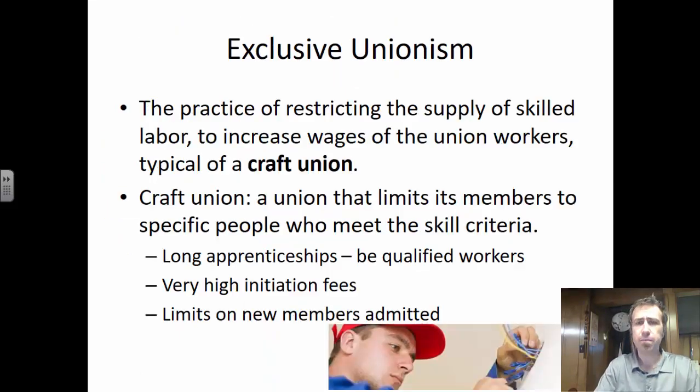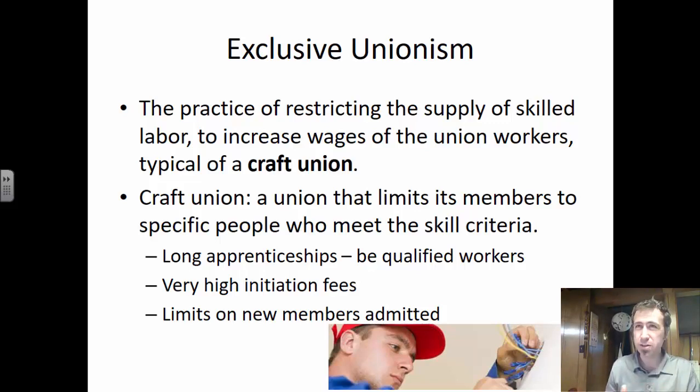However, their ability to lower supply is legally different depending on the state you're in. And so exclusive unionism, or a craft union, is what the textbook calls it, although if you look in the news today, it's actually called closed shop or union shops. And what they try and do is force you to have to join a union if you want to work in that specific industry.